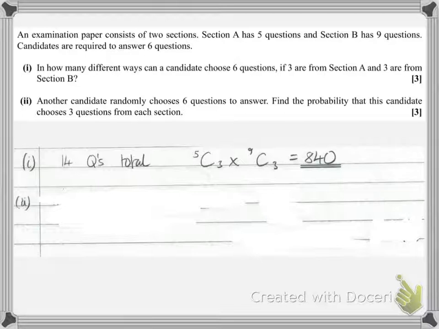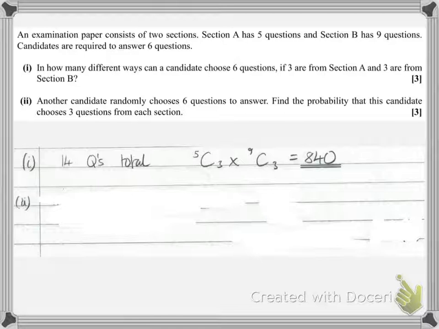Be careful to check what the question was asking for. It was in how many different ways the candidate can choose these questions. So it's not a probability, we're not looking for an answer between 0 and 1, and we'd expect there to be quite a lot of ways, so 840, pretty big number, that seems reasonable.